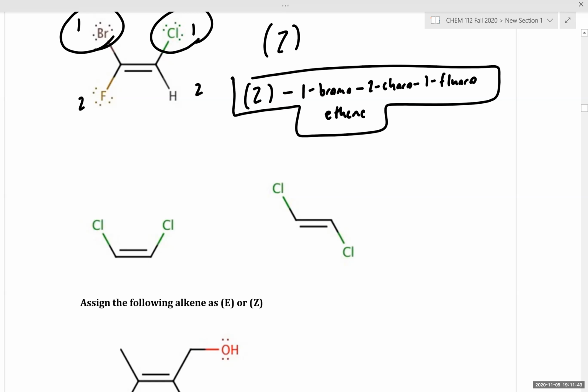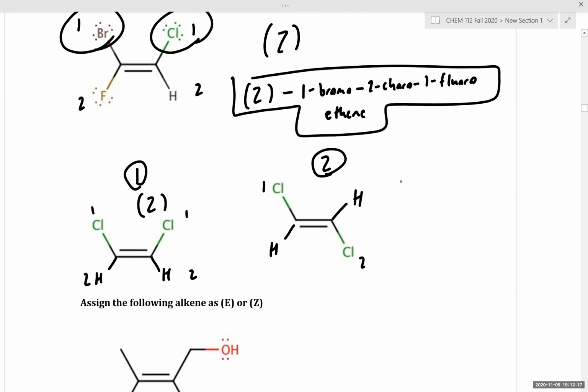Okay, so let's make sure we're comfortable, and let's try to assign these 2 alkenes, 1 and 2, as Z or E, just to make sure that we're comfortable with the most basic form of E and Z assignment. So does anyone have any proposals in the chat? What's the assignment? So we have the left assigned as Z because our high priority substituents are on the same side, while the right is assigned as an E alkene because our high priority substituents are on opposite sides.